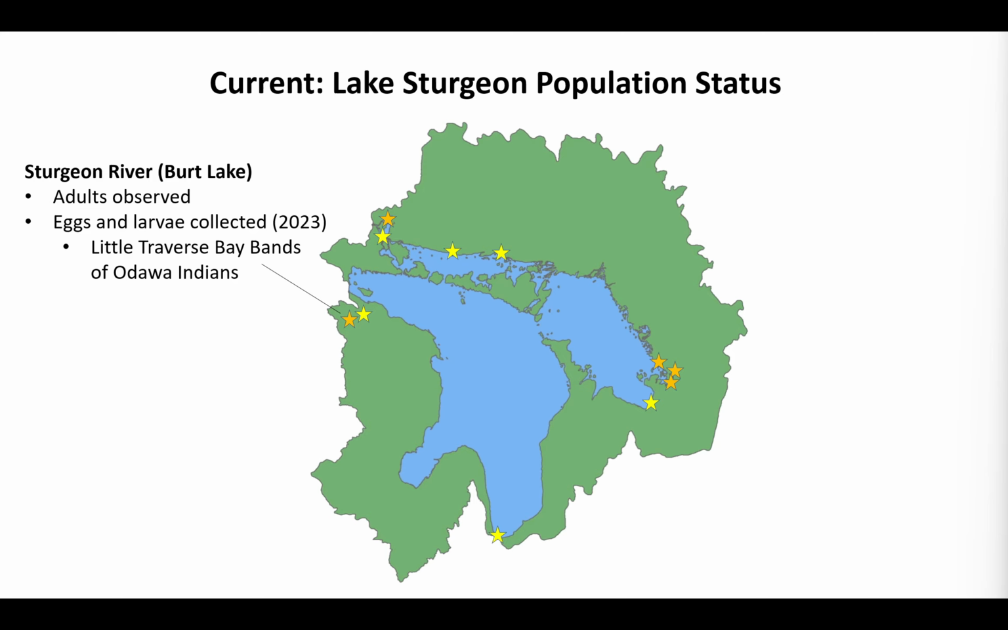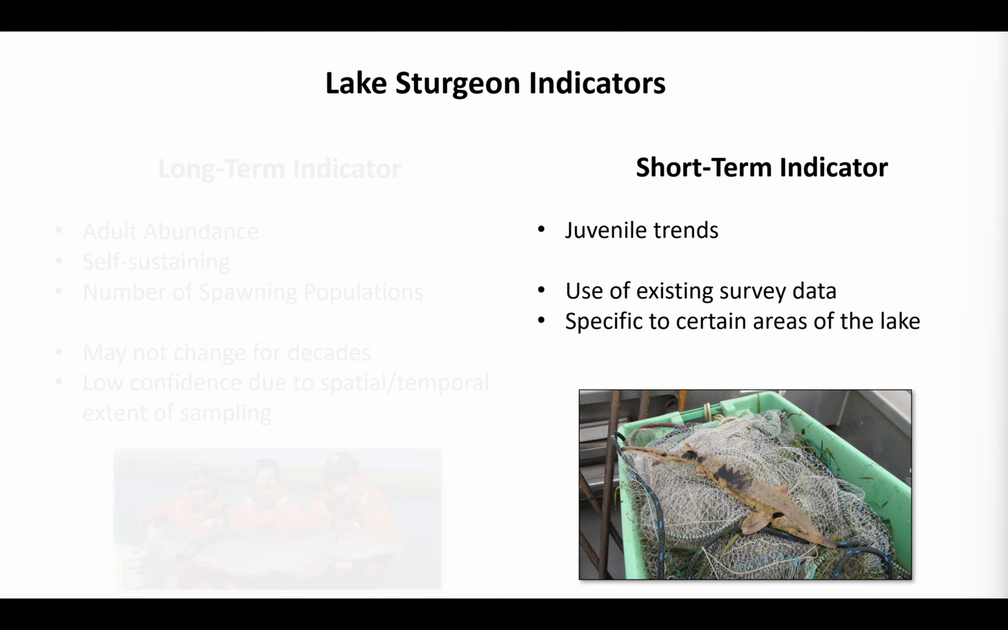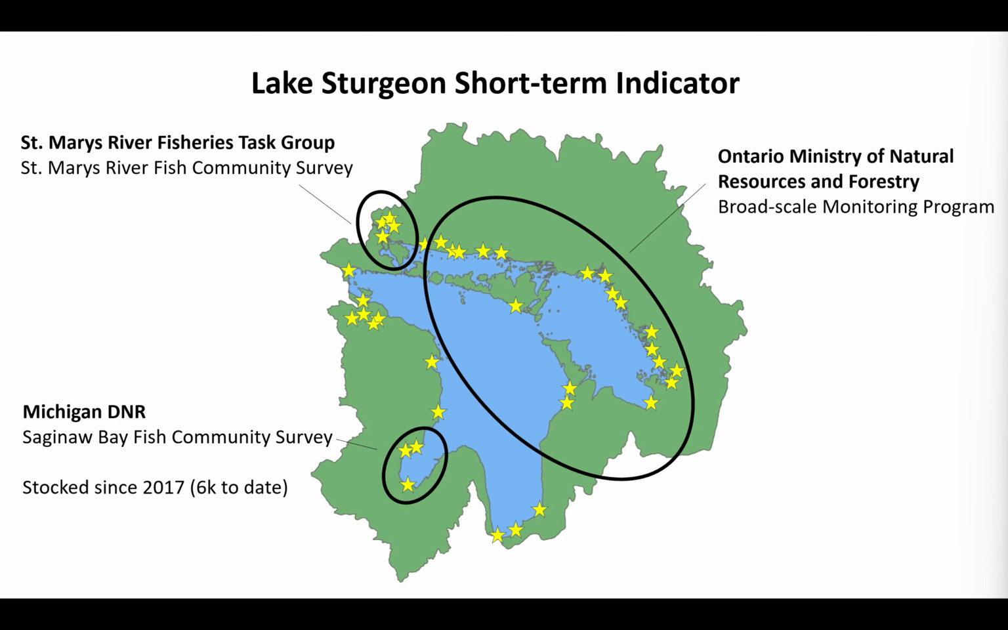All right, for a short-term indicator, this one is not really that well refined, but I just wanted to talk about it a little bit. One thing we're interested in is looking at juvenile trends in the lake over time. So we were trying to use existing survey data, and it's likely going to be specific to certain areas of the lake. These black ovals that you see here are the areas that I'm going to be talking about today. And if you were here yesterday, you saw a lot of these same surveys discussed, right?